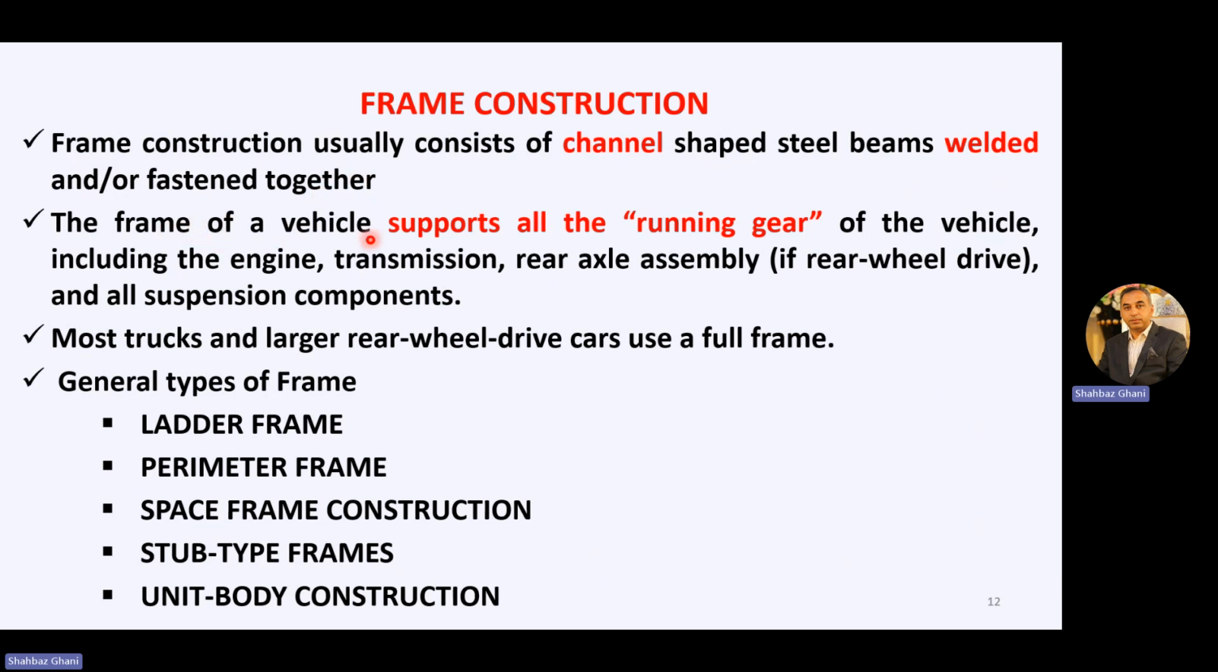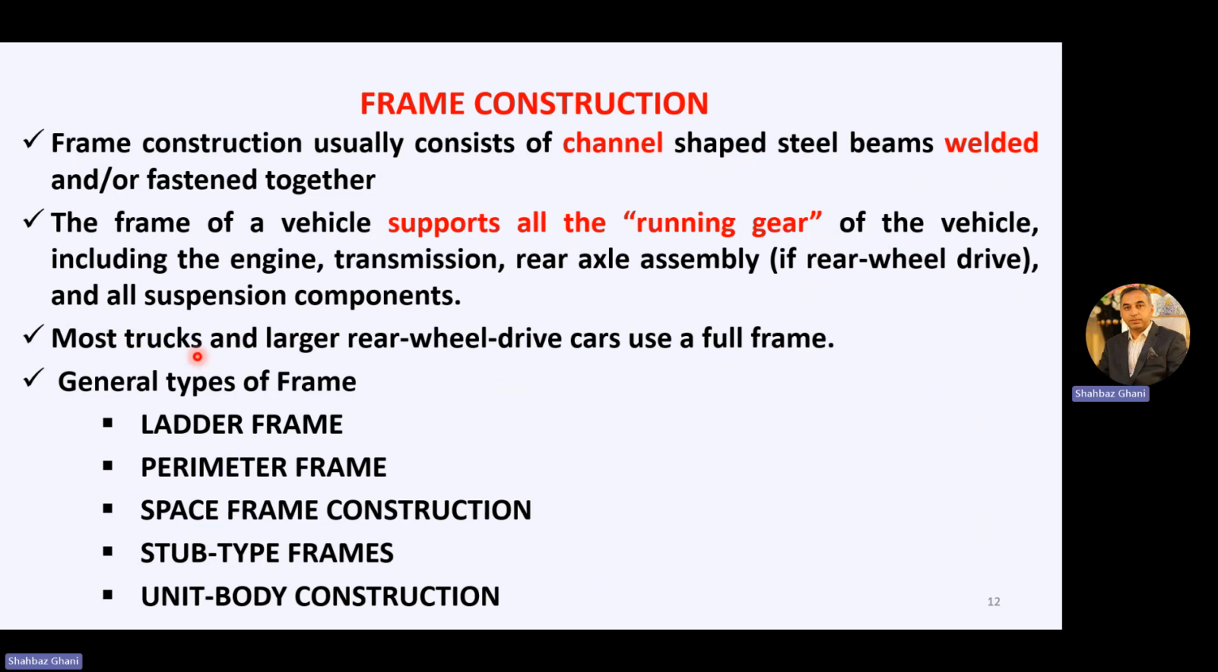The frame of a vehicle supports all the running gears of the vehicle, including the engine, transmission, rear axle assembly if it is rear wheel drive, and all suspension components. Most trucks and larger rear-wheel driven cars use a full frame.